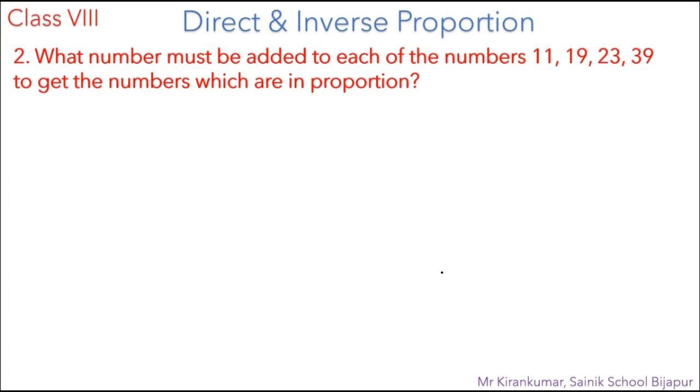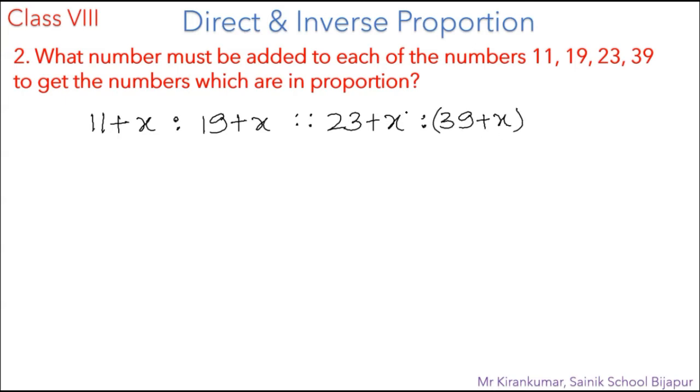What number must be added to each of the numbers 11, 19, 23 and 39 to get the numbers which are in proportion? Suppose that number is x. If I consider 11 plus x is to 19 plus x, this has to be in proportion with 23 plus x is to 39 plus x. So I have added a number x. Now I have to find out what is that number which is making this proportion.